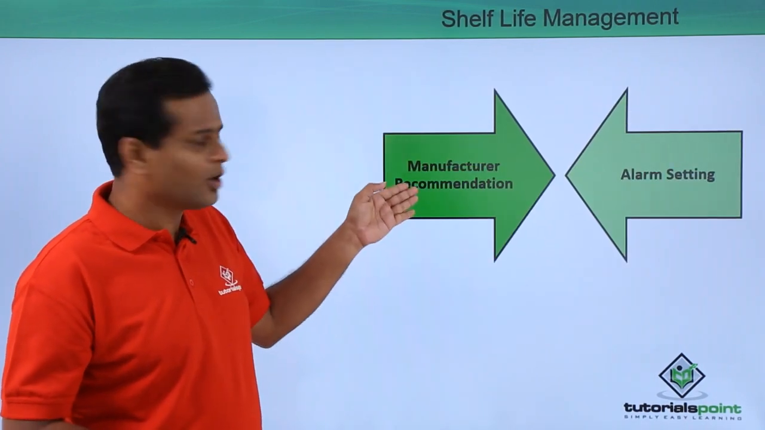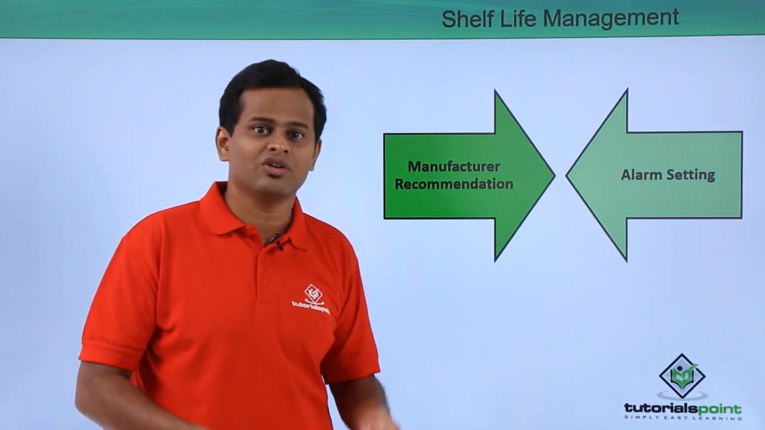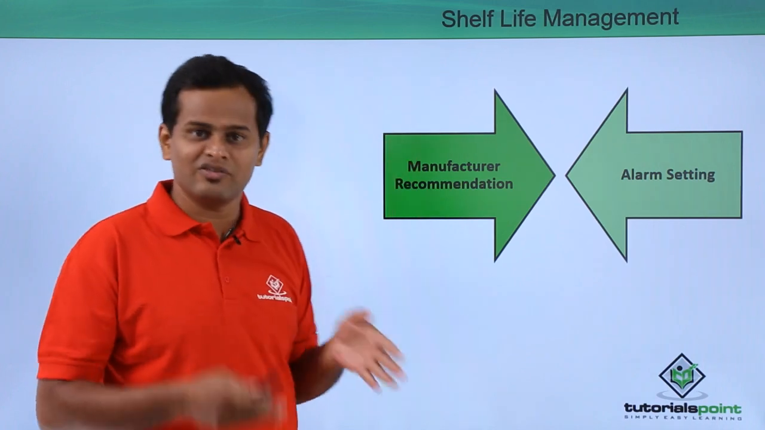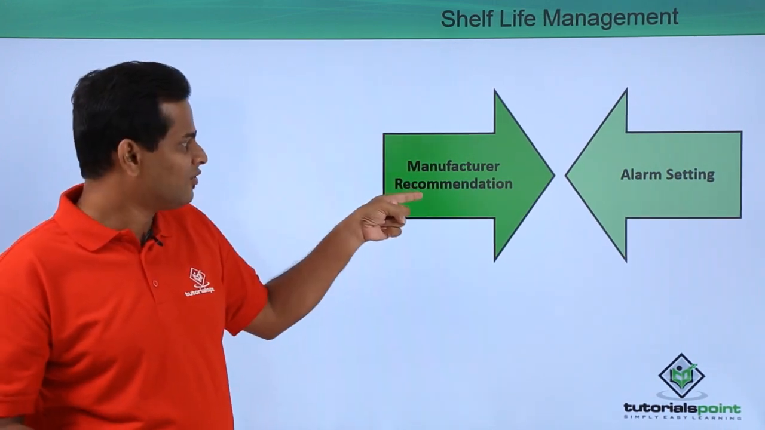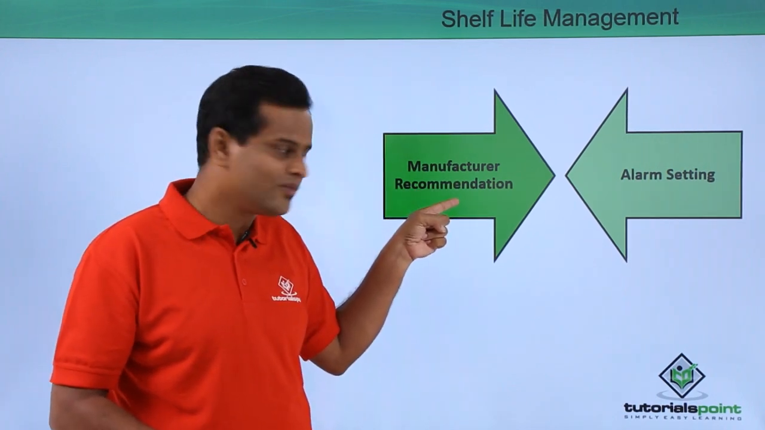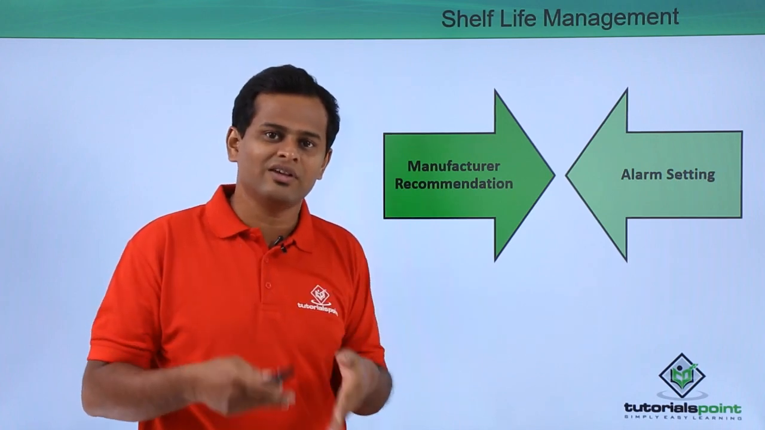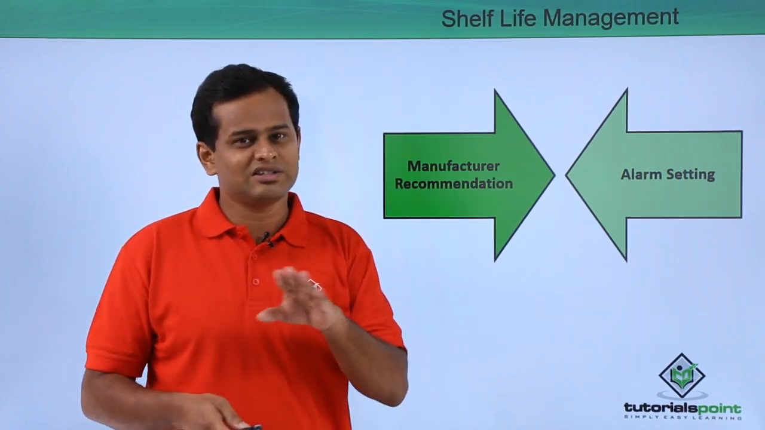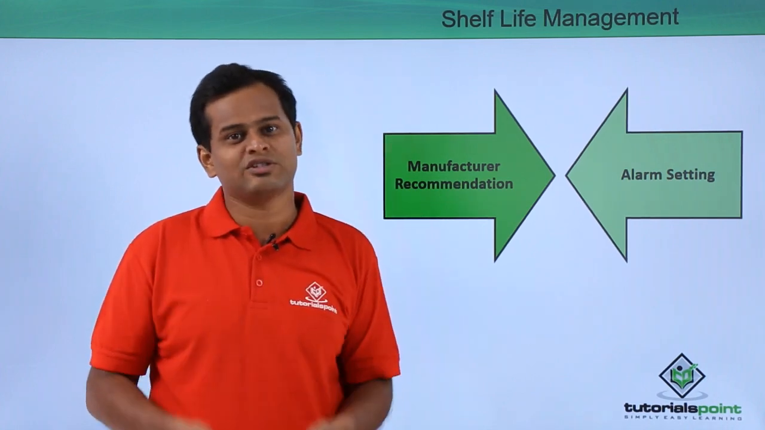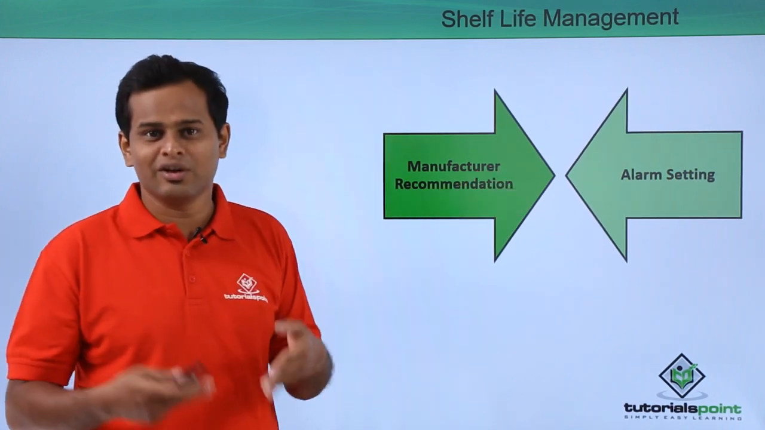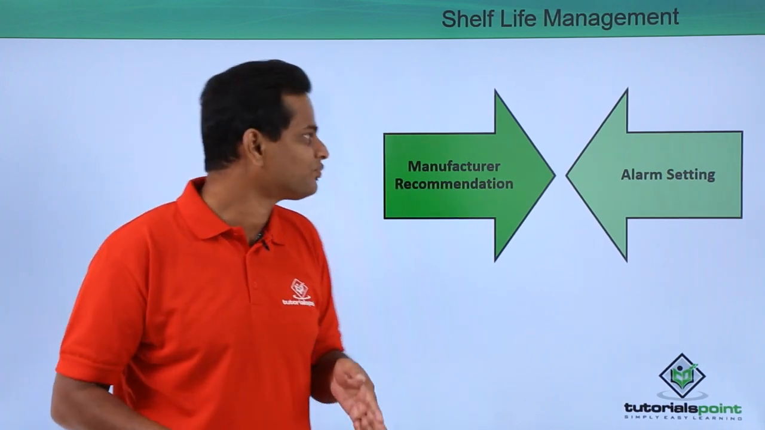Here we are understanding about the manufacturer recommendation and also the alarm setting for this particular shelf life management. So from the definition point of view, we get it from the manufacturer itself. And from the alarm setting point of view, we need to be having a trigger mechanism at least certain days or certain weeks in advance with respect to the real expiry date. Then only we can really replace and manage the situation in a much better way.